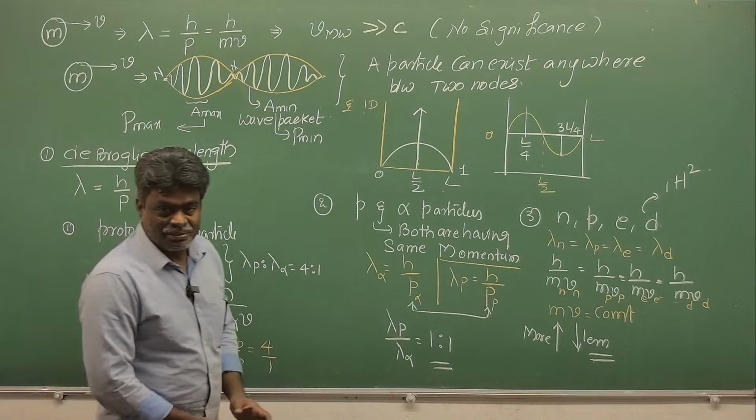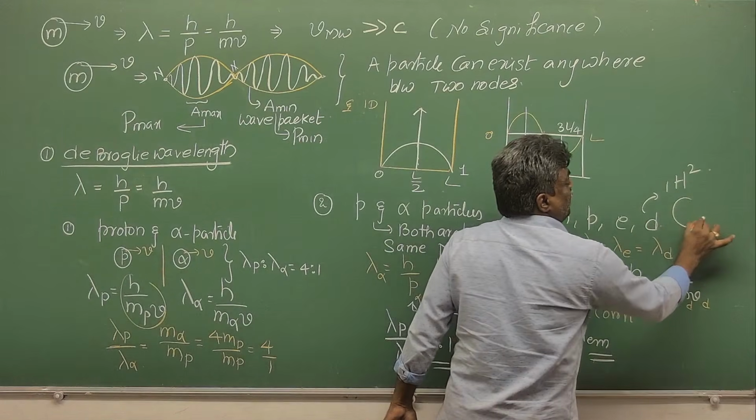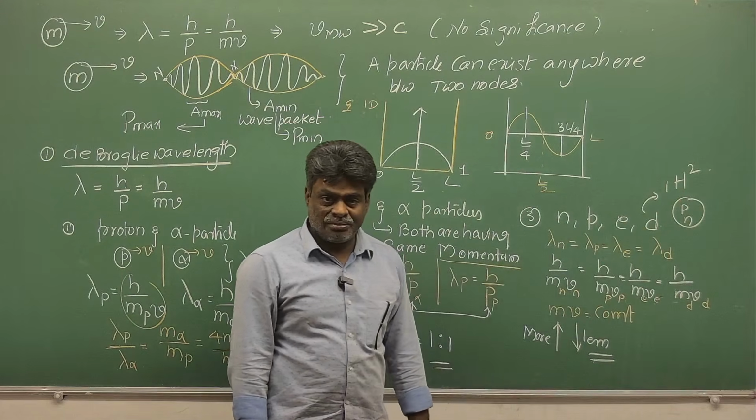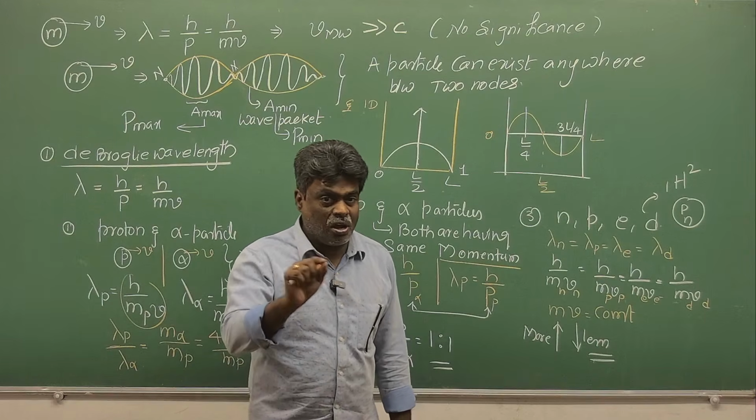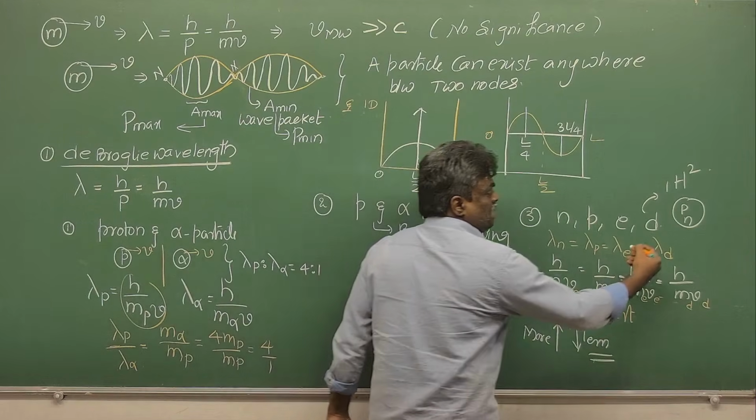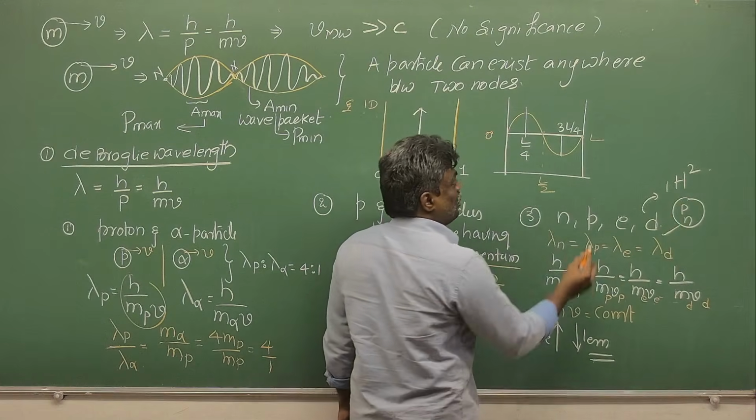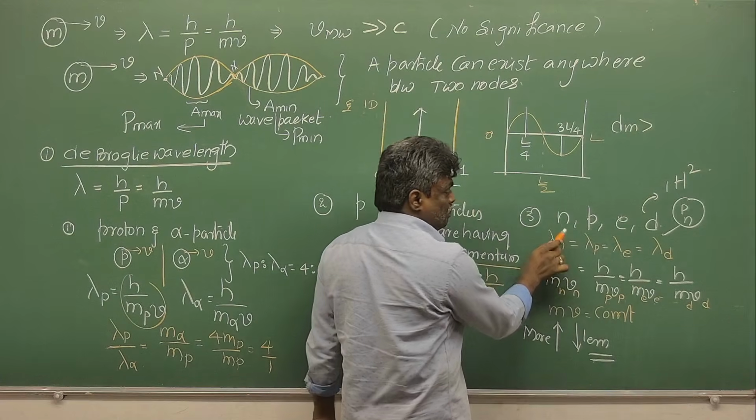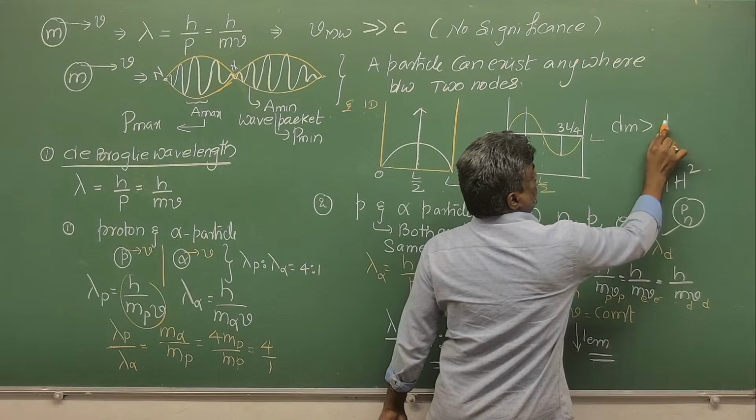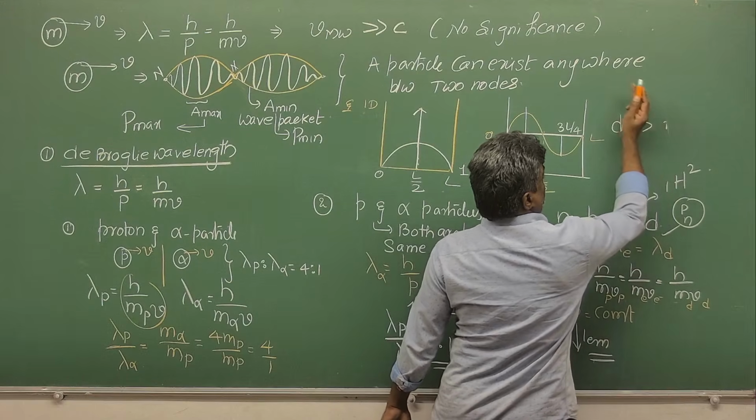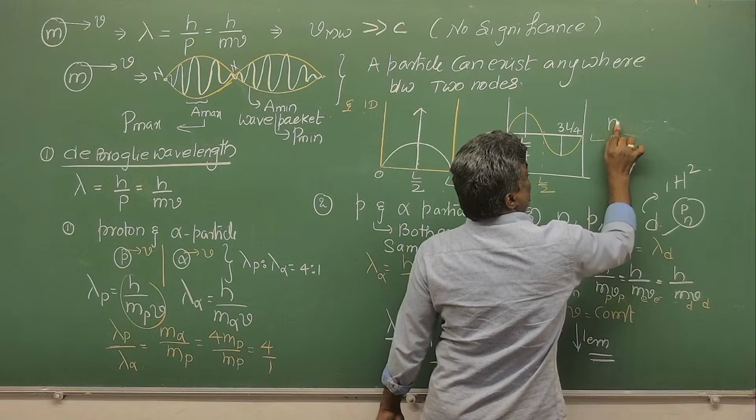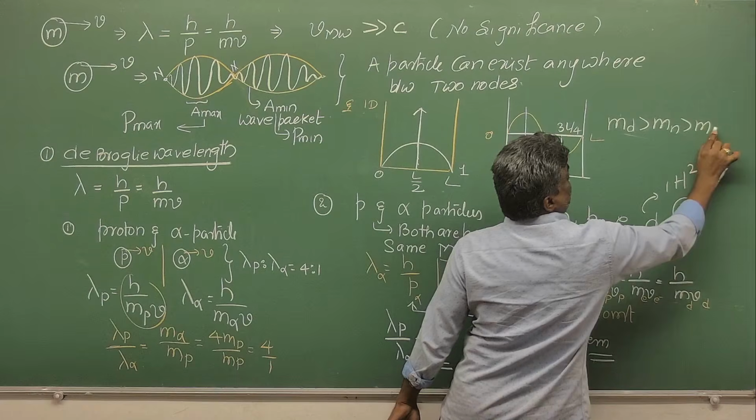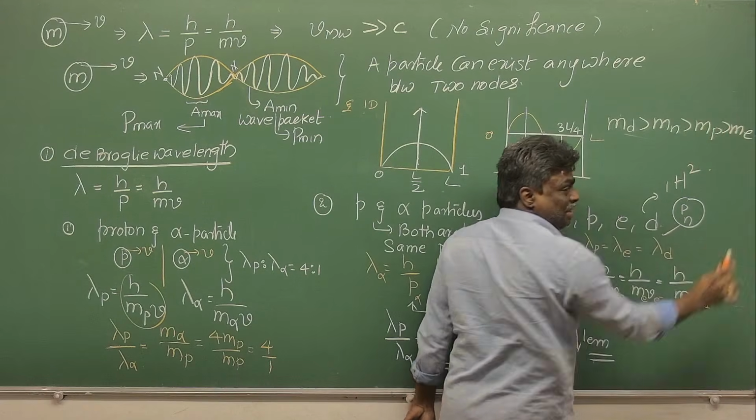Now, neutron, proton, electron, deuteron, whose mass is more? Deuteron, because the deuteron contains one proton and one neutron. That's why it is called a deuteron. Proton plus neutron. So deuteron mass is more. Mass of deuteron greater than mass of neutron greater than mass of proton greater than mass of electron.